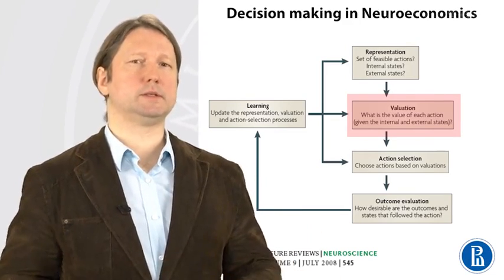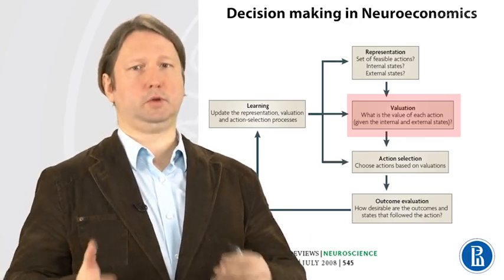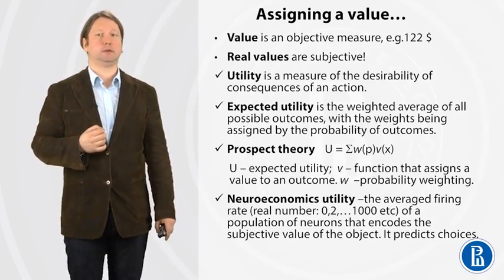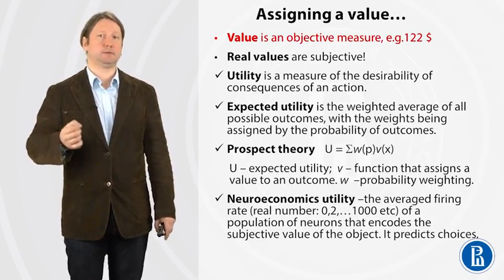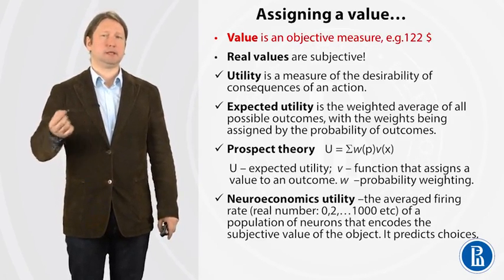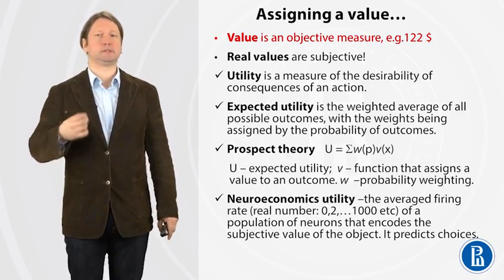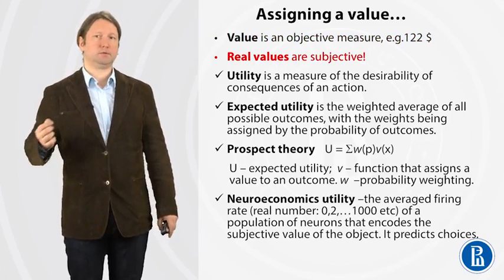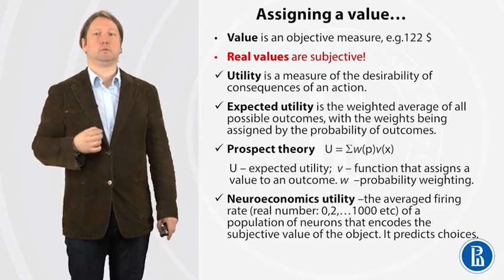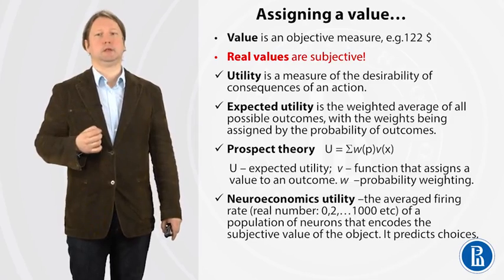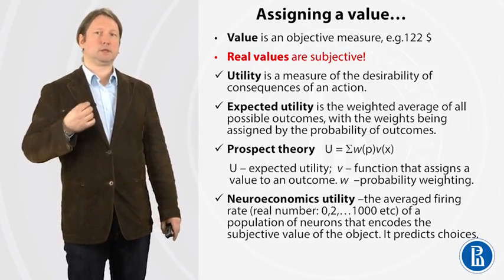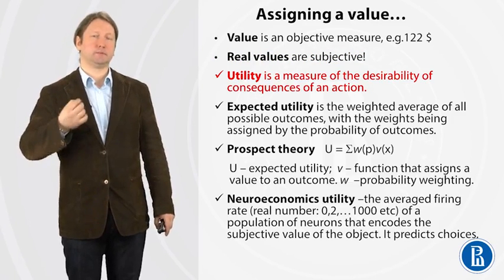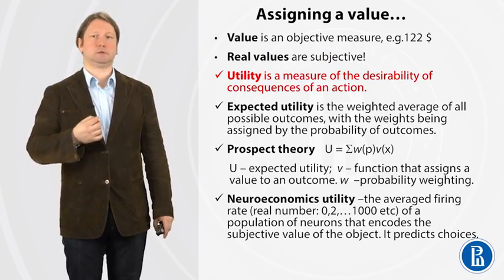Let's now summarize the current view of neuroeconomics on the valuation process. We can measure values very differently. For example, value can be measured objectively by the price. But let's say a $10 CD can have very different subjective value for a student or for a billionaire, for a music fan or for a hockey fan. So real values are subjective. That's why economic theory suggests using utility as a measure of subjective desirability of certain actions or decisions.